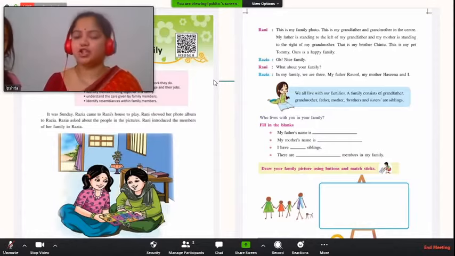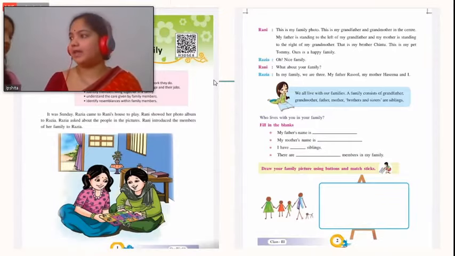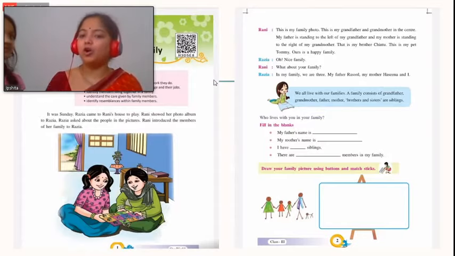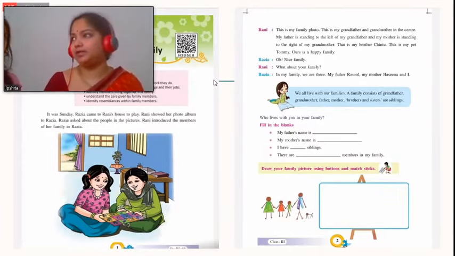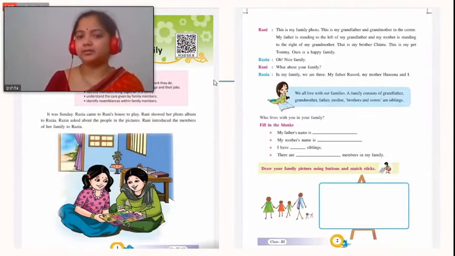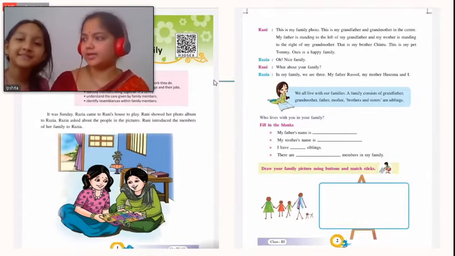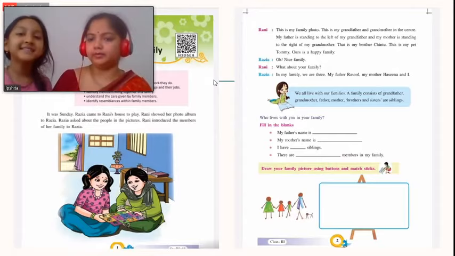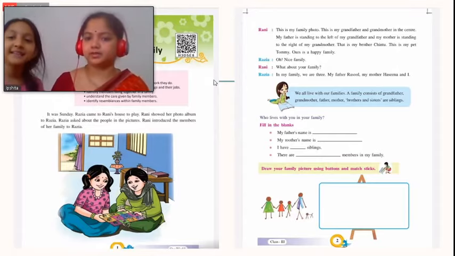So both of you together read it, and you have to answer 2 questions. The first question is, how many members are there in Razia and Rani's family, and what do they say about their family? Are they happy? Are they sad? Are they complaining about their family? What are they doing? Okay. Both of you together. You are Razia, you are Rani. Read it on your own. This is my family photo.